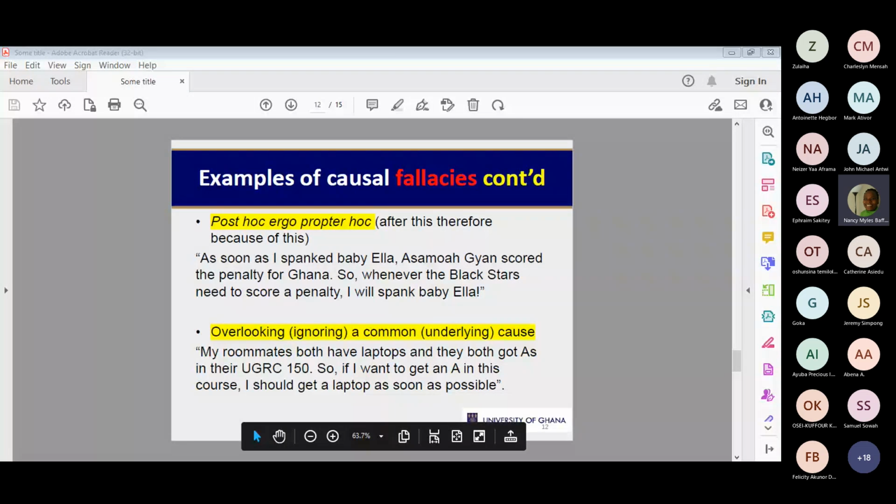Okay, I'm going to give another example. When you see two events or three events or a supposed cause and effect connection, it is not always that you take only that for it. As a critical mind, that's what we are telling you: look out for possibilities of underlying factors.